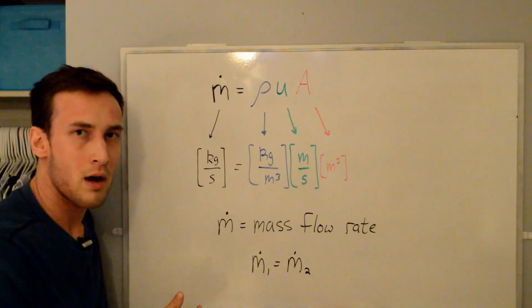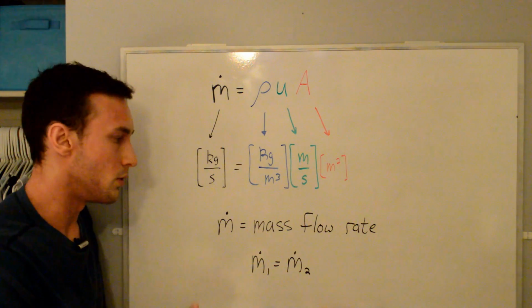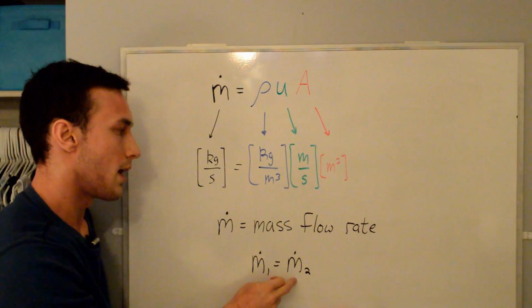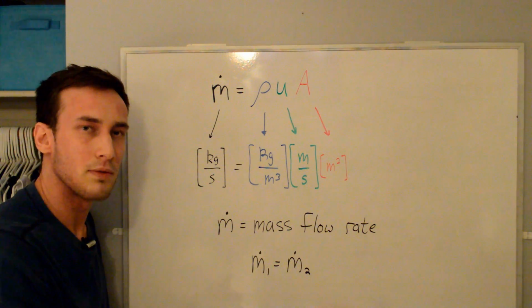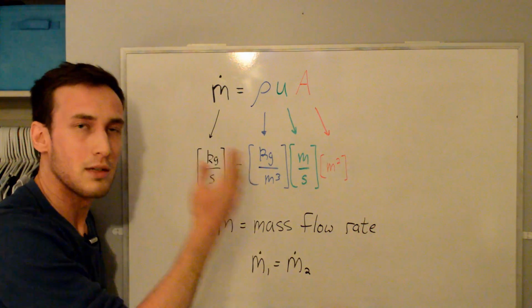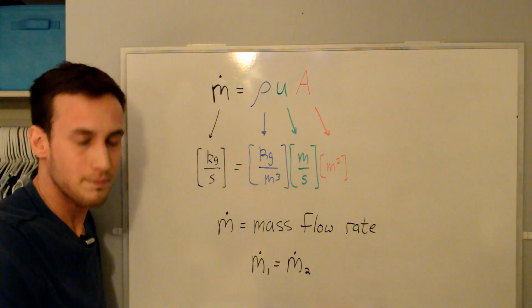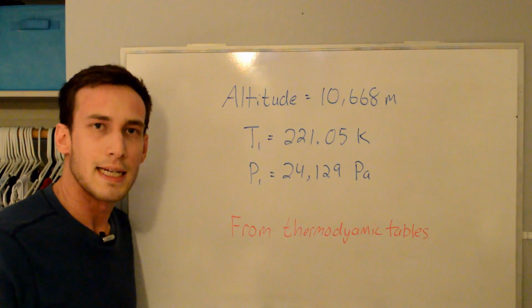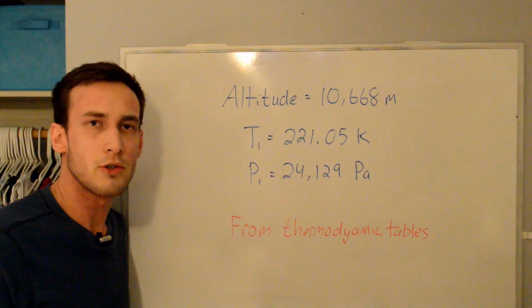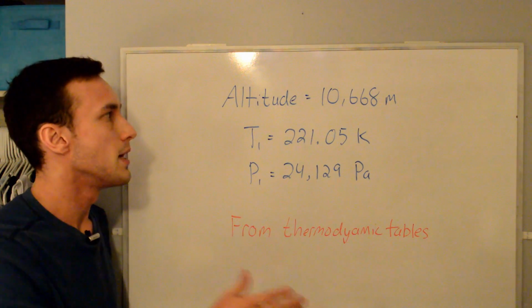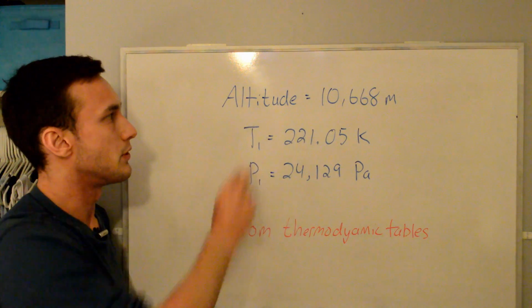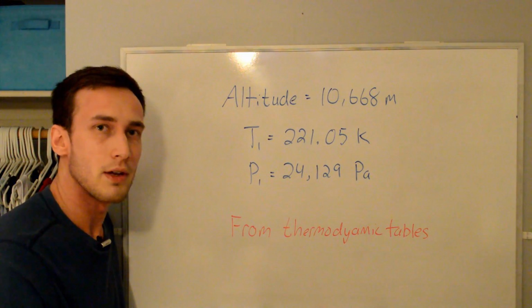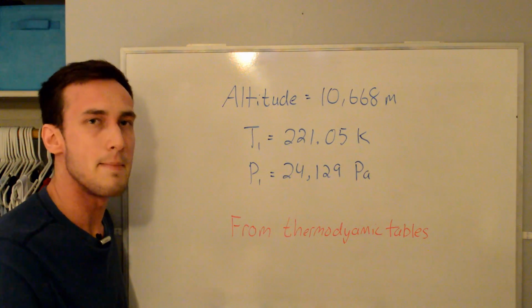And so another way of writing the 1D continuity equation that we're going to use is m dot 1 is equal to m dot 2, which is just saying that the mass flow rate at the inlet is the same as the mass flow rate at the outlet, and it's constant. The next step is to find the static temperature and pressure of the free stream, or of the inlet of the diffuser. So if you recall, I said the altitude that we're flying at is 35,000 feet or 10,668 meters.